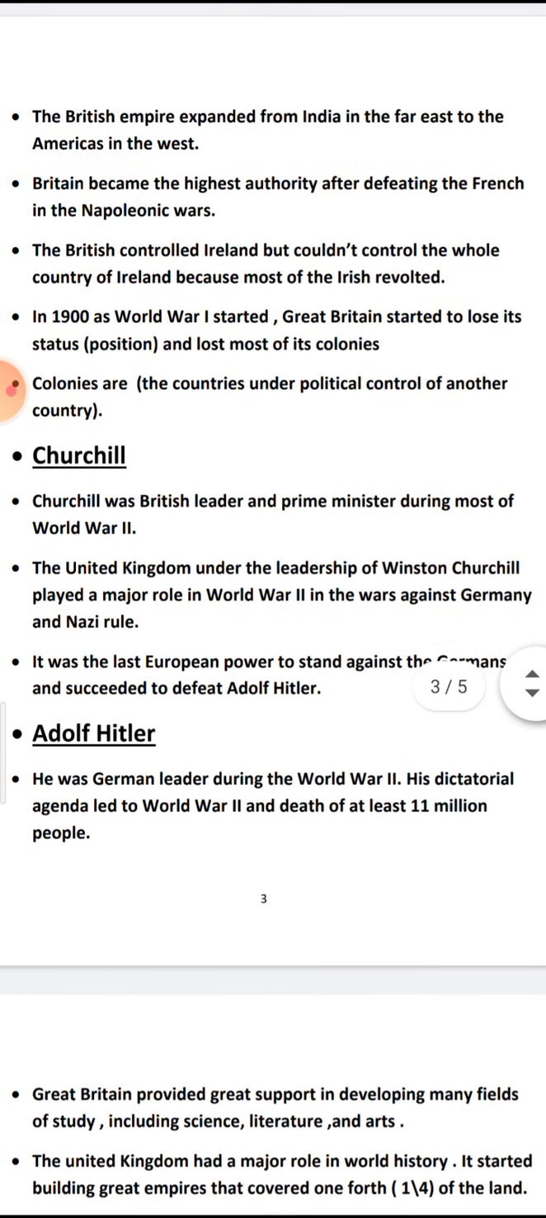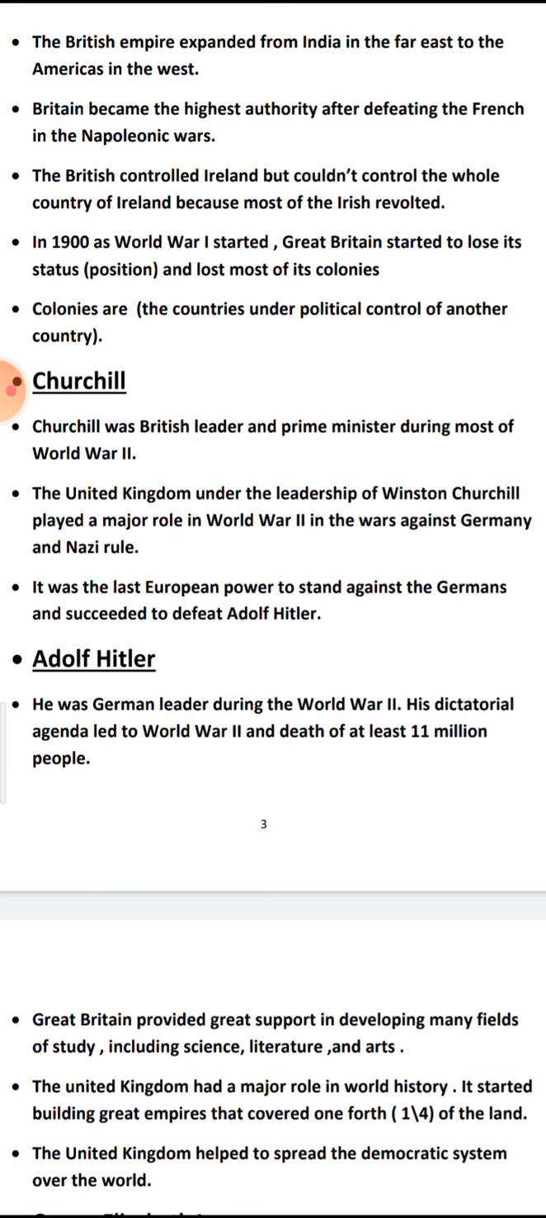The British Empire expanded from India in the far east to the Americas in the west. If I ask you, the British Empire expanded from where to where? The British Empire expanded from India in the far east to the Americas in the west. Extended from India. And where is India? In the far east, to the Americas in the west.